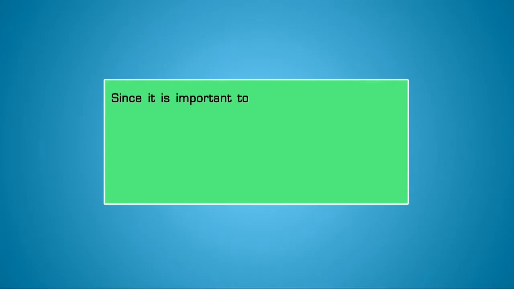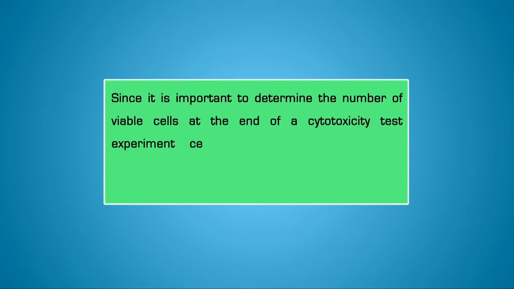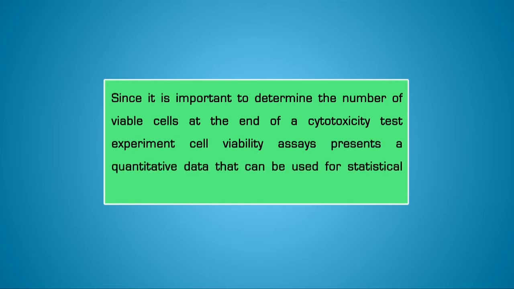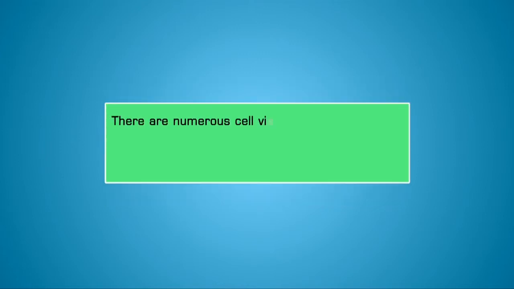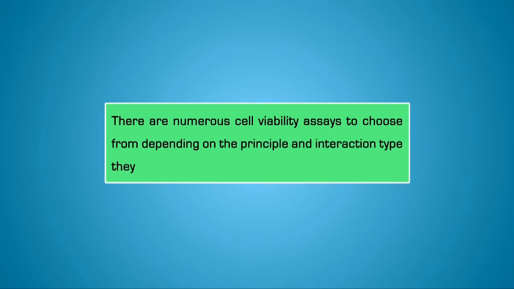Moreover, human cell lines can be used for drug screening, which is more relevant than using animals. However, the method is not advanced enough to replace the use of animals. Since it is important to determine the number of viable cells at the end of a cytotoxicity test experiment, cell viability assays present quantitative data that can be used for statistical analysis to substantiate experimental results. There are numerous cell viability assays to choose from depending on the principle and interaction type they are based on.